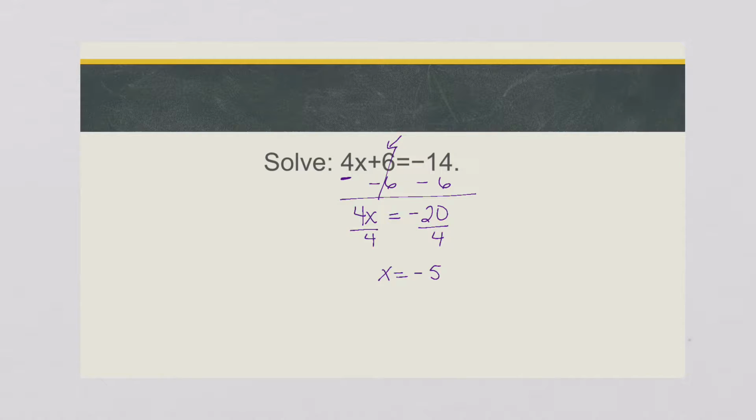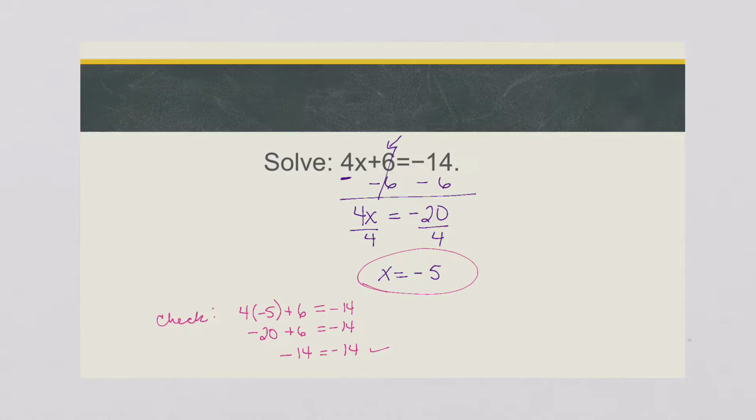And again, this is something that we can test. So let's check our answer. 4 times negative 5 plus 6, does that equal negative 14? So 4 times negative 5 is negative 20. Negative 20 plus 6 is negative 14. So that is true. I know that this is my answer.